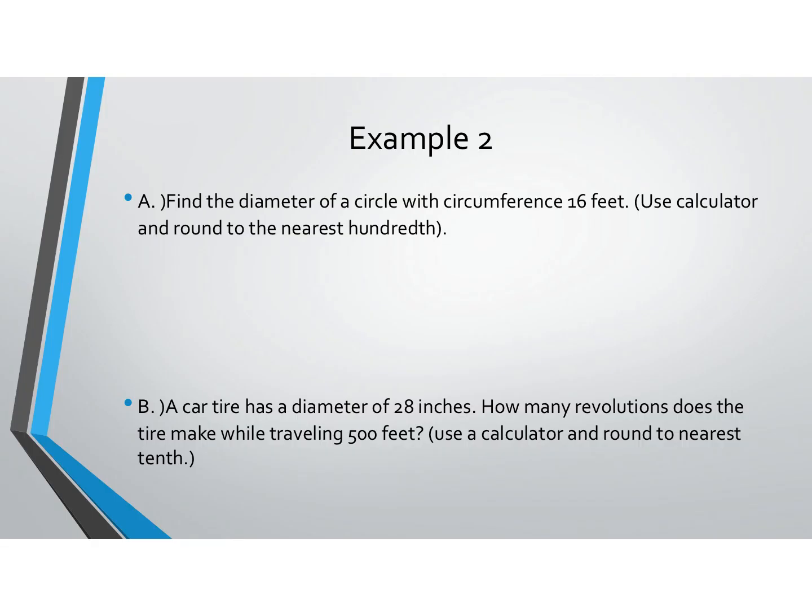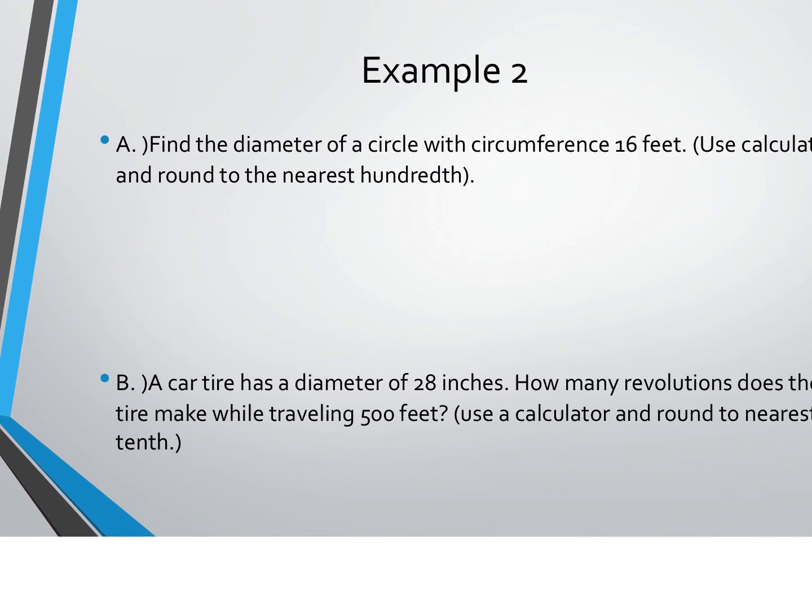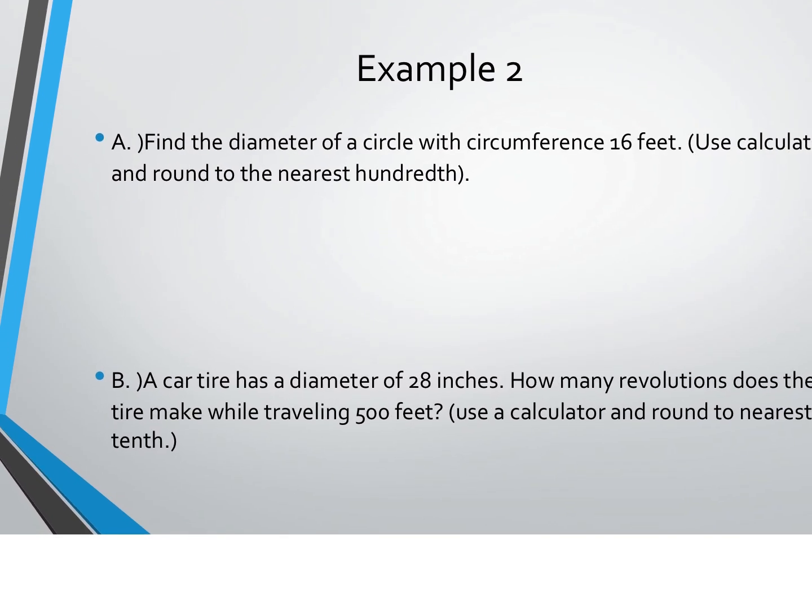More examples. Example 2, find the diameter of a circle with a circumference of 16 feet. Use a calculator and round to the nearest hundredth. Did it tell us to leave our answer in terms of pi? Did it tell us to use 3.14 for pi? So what are we going to use for pi? The calculator pi, okay? We're going to use the calculator pi. So let's set it up. What's the circumference formula involving diameter? What? Pi times d. C equals pi times d.